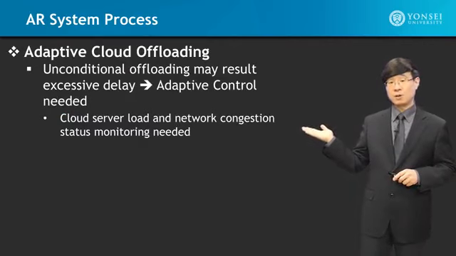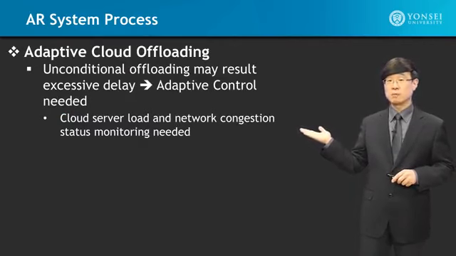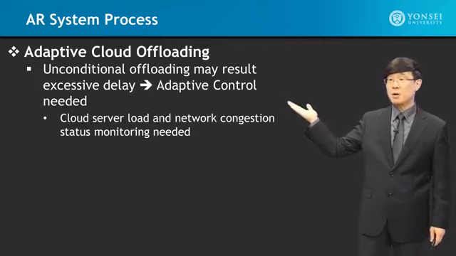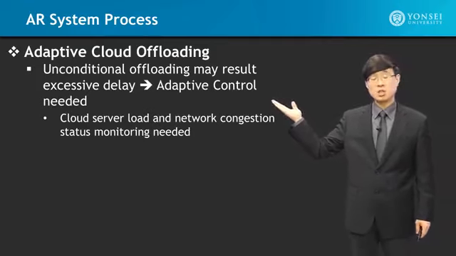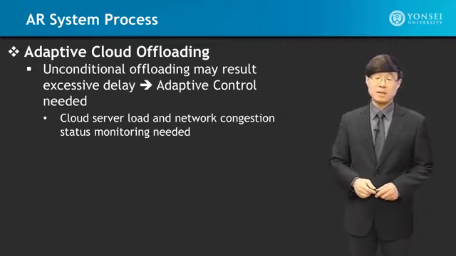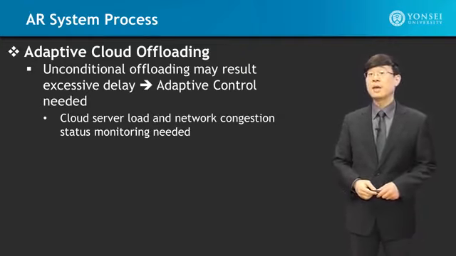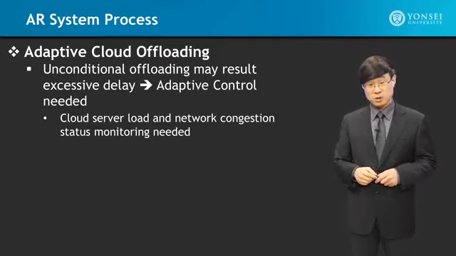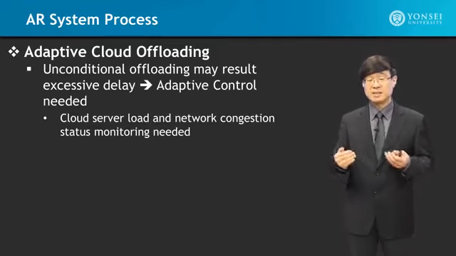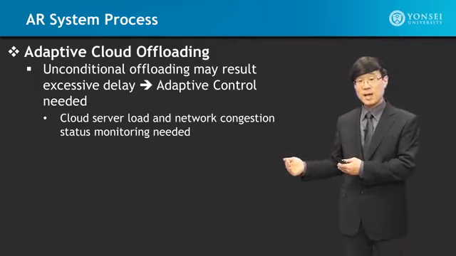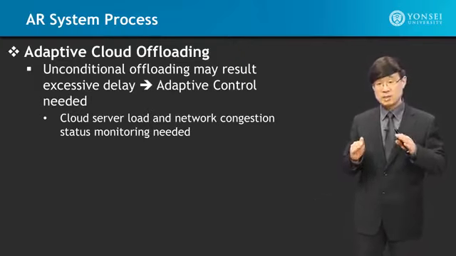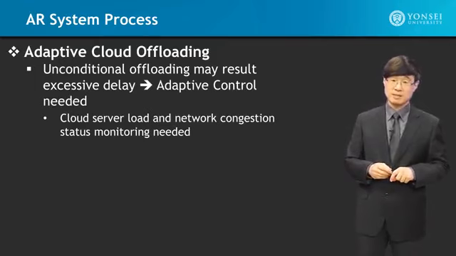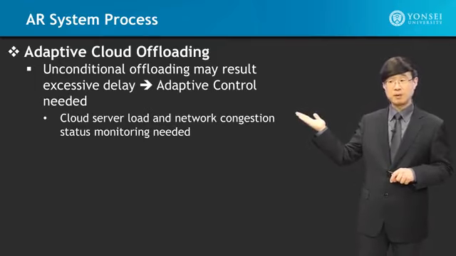Adaptive cloud offloading is therefore an option we want to use. Unconditional offloading may result in excessive delay. So let's be smart. Let's look at the condition of the network and the cloud and my device, and let's figure out the best way to process this augmented reality application. Then we figure out the best way based upon the circumstances of my device, the network, and the cloud, and we'll decide what mode to process this in. That could be the adaptive component that we have right here.